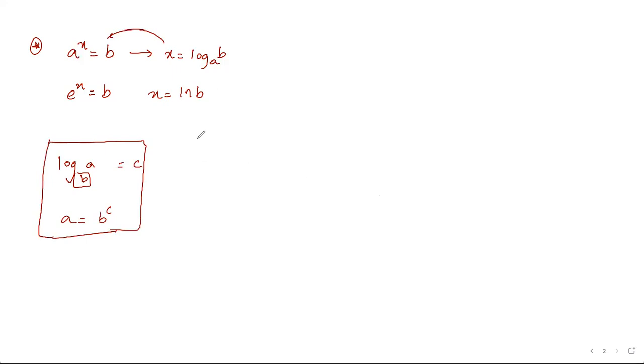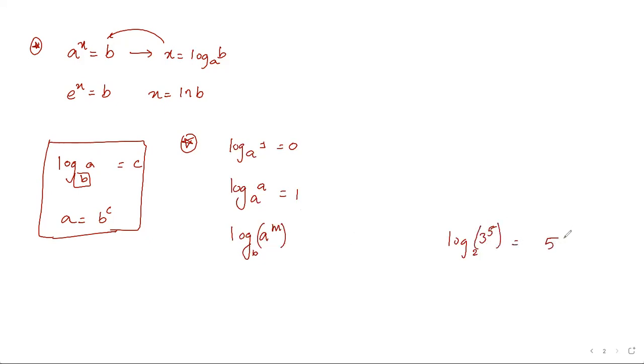Now, as far as the properties are concerned, first, log 1 to any base a is 0. Then log of a to the base a is 1. We have also got log of a to the power m to a certain base. If you have been given an exponent, for example log of 3 to the power 5 to the base 2, it can also be written as 5 log 3 to the base 2. So logically speaking, this is m log a to the base b.